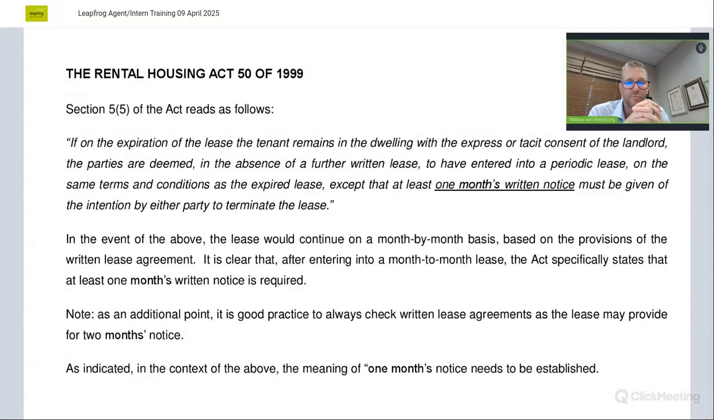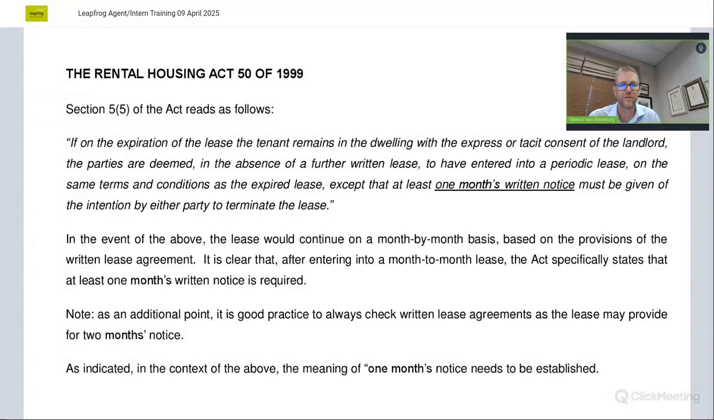The Rental Housing Act has a provision, which is Section 5(5) of the Act, and it reads as follows. If on the expiration of the lease, the tenant remains in the dwelling with the express or tacit consent of the landlord, the parties are deemed, in the absence of a further written lease, to have entered into a periodic lease on the same terms and conditions as the expired lease, except that at least 1 month's written notice must be given of the intention by either party to terminate the lease.